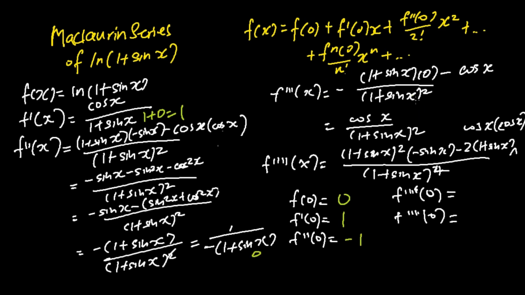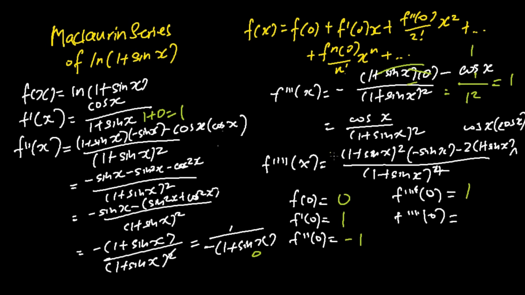For f'''(0), sin 0 is 0, so 1 + 0 is 1, so we get in the denominator 1 squared. And then in the numerator, we know that this is already 0, and my cosine 0 is 1. So -1 times negative gives me 1. So this is equals to just 1.